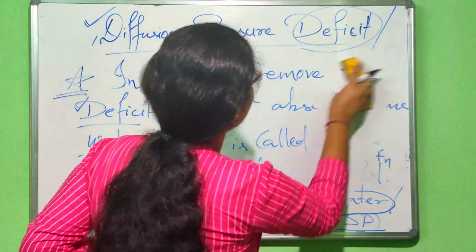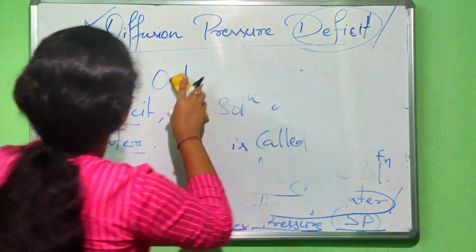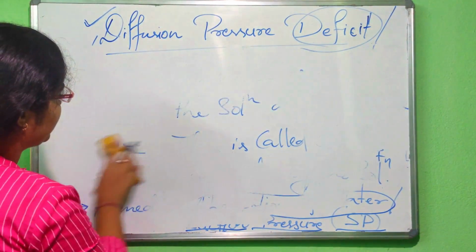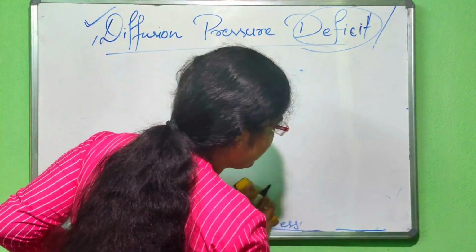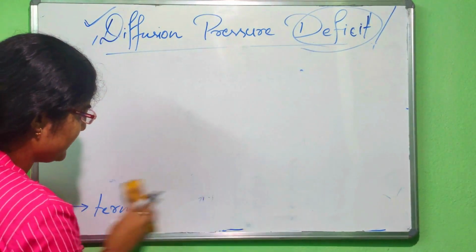So now come to the mathematical representation of diffusion pressure deficit, or DPD. How will it be written mathematically?